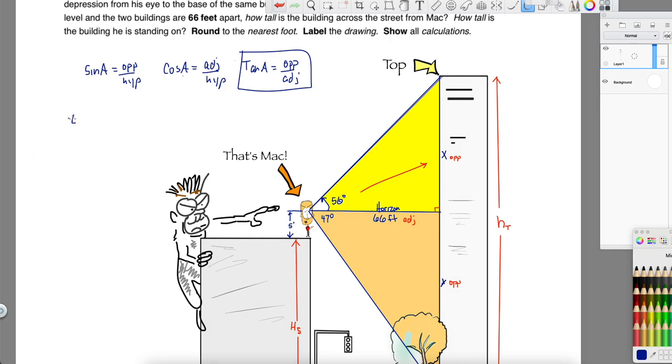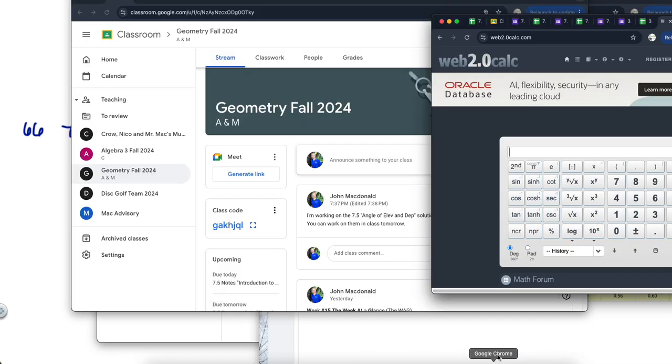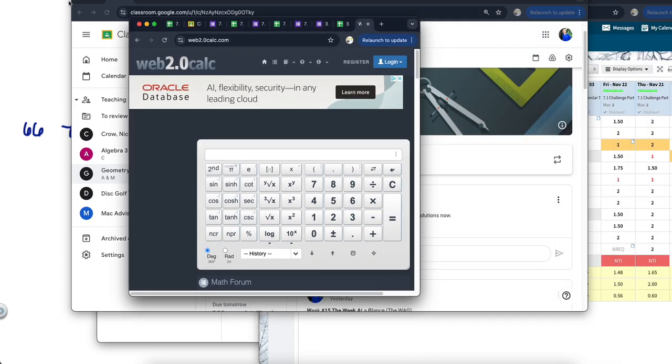So we can say, okay, tangent of angle, let's do the 56-degree angle first, equals the opposite leg, we're calling x, over the adjacent leg, which is 66. Let's zoom in on that. So we need to multiply the 66 to both sides of the equation to solve for x, because 66 is dividing, so we undo dividing by multiplying. And then we're going to go to our calculator.